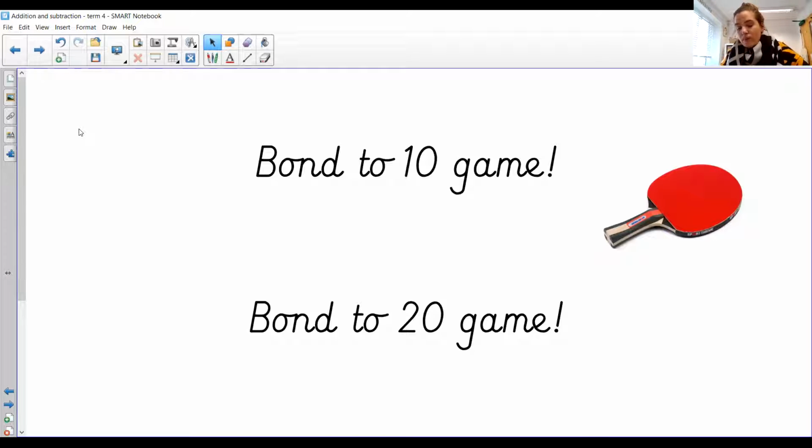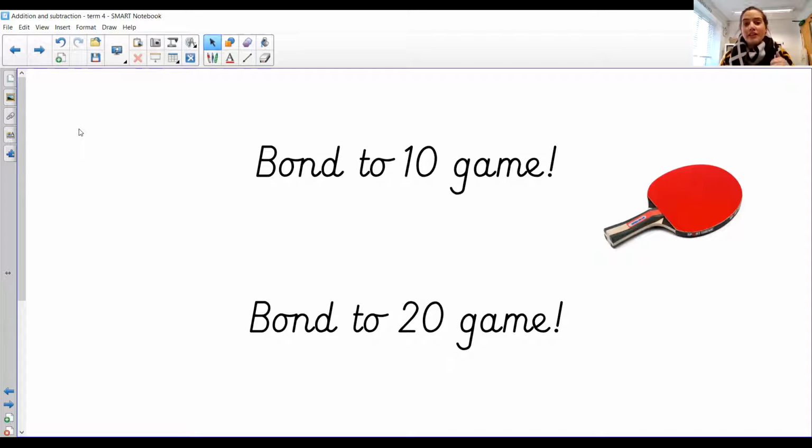Okay, now the same rule applies, and we need to think about these relationships between numbers when we work our way up to bonds to 20. So if I say 2, you'll say 8. If I say 12, you'll say 8. Okay, so we'll start off with that today. If I say 3, you'll say 7. If I say 13, you'll say 7. Can you see the relationship? If I say 4, you'll say 6. If I say 14, you'll say 6.